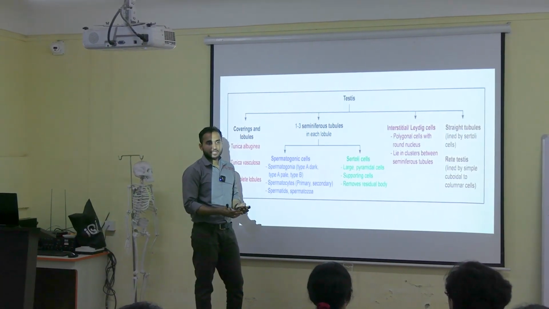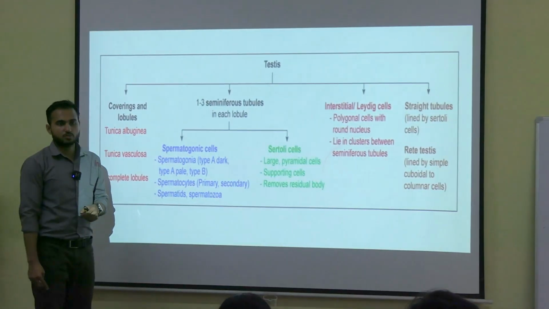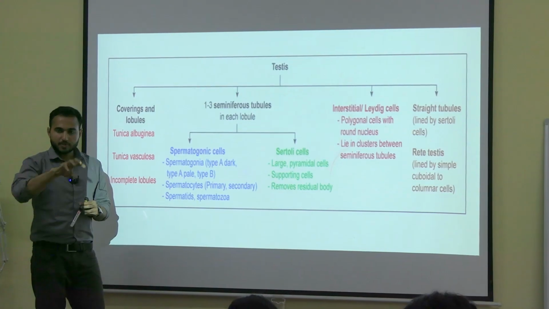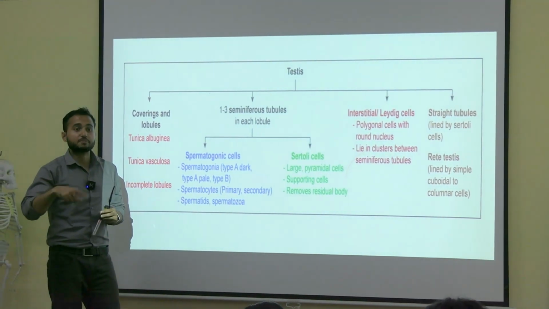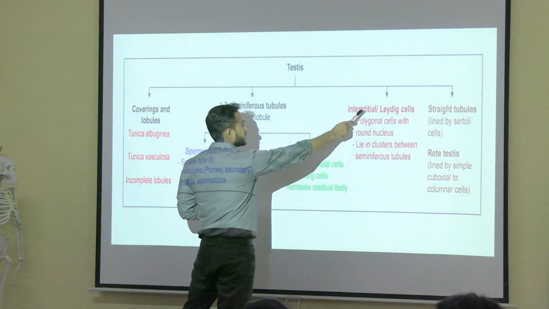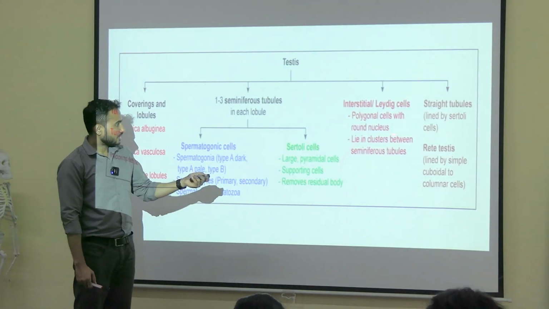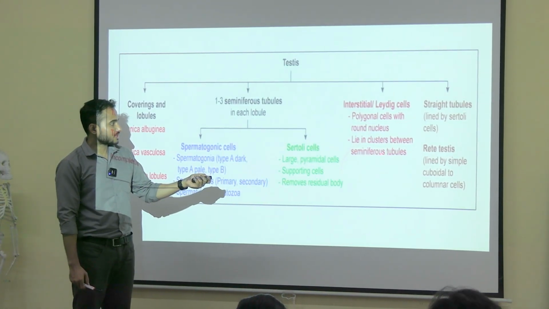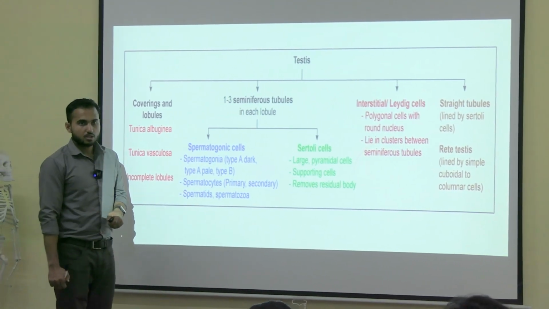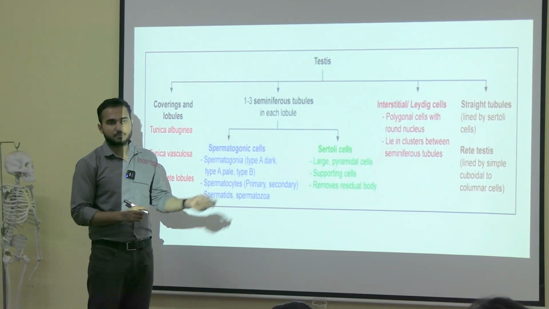Interstitial cells means they are present in between the cut section of the seminiferous tubules. Many seminiferous tubules are there. In between the seminiferous tubules, in the interstitial space, along with the connective tissue, these interstitial cells are present. As you can see, they lie in clusters between the seminiferous tubules, not inside the seminiferous tubule. Whenever you are writing, please mention where these interstitial cells of Leydig are present.